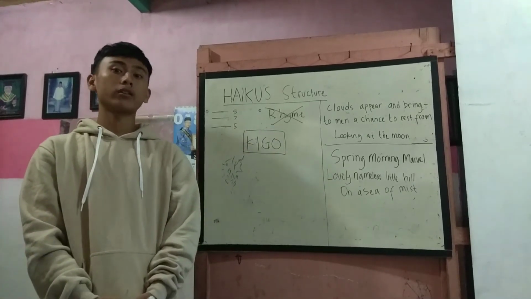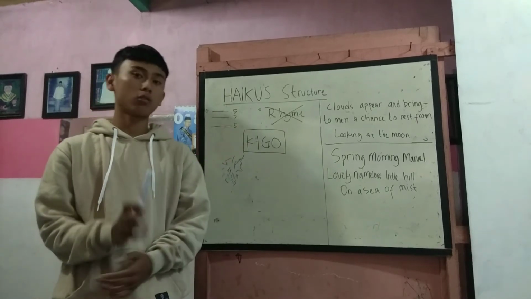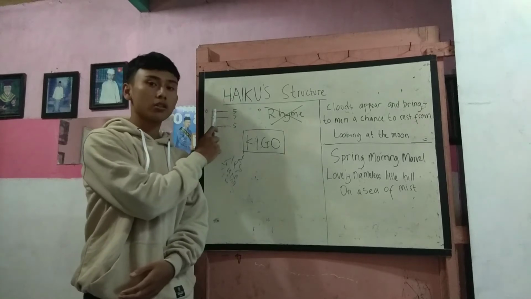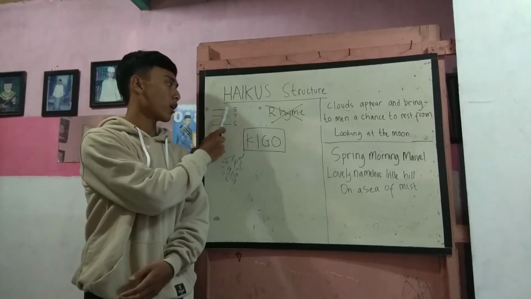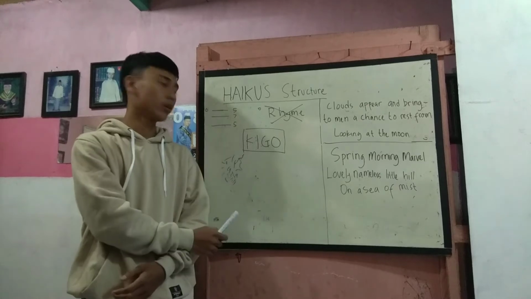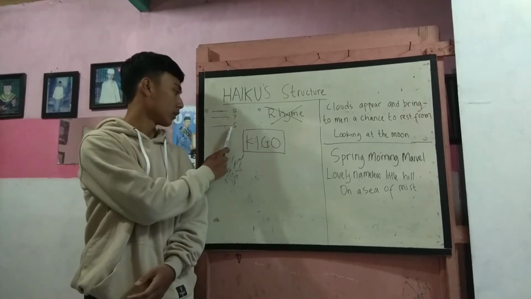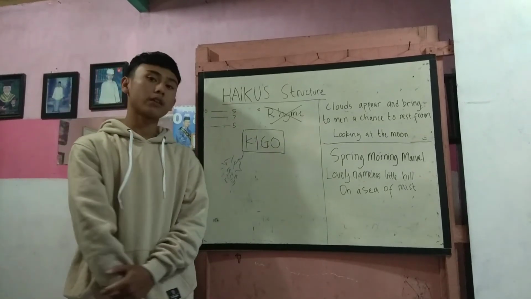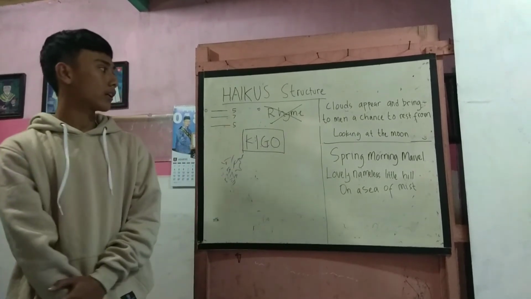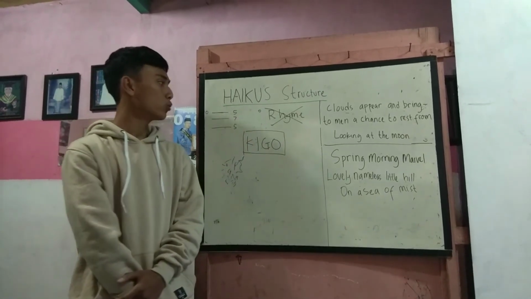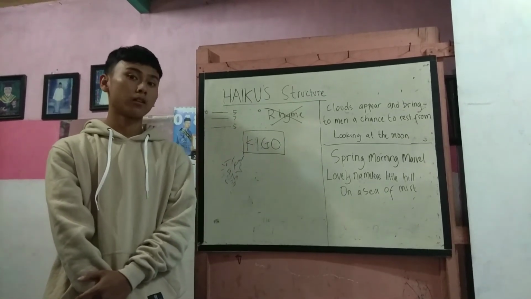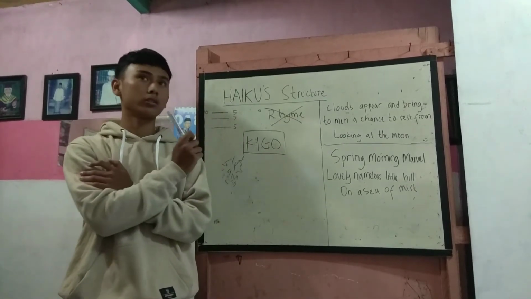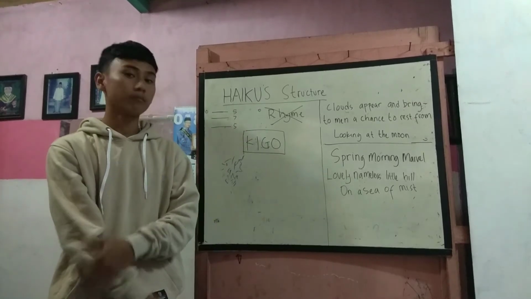The first structure of haiku is that haiku has only 3 lines, and the first line should be 5 syllables, the second line should be 7 syllables, and the last line should be 5 syllables. So the total is 17 syllables. And the second is that haiku does not rhyme. Haiku is more focused on the lines and the syllables, so they ignore the rhyme.